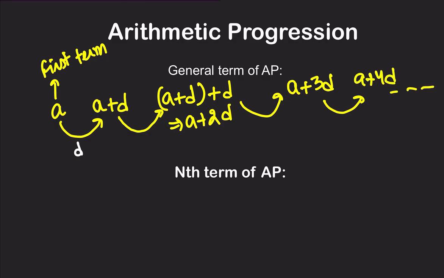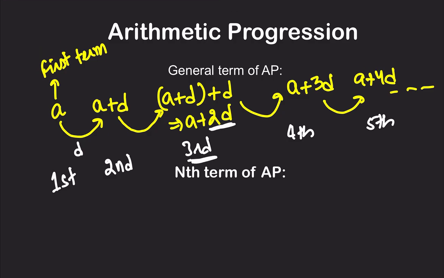So here the first term is A, the second term is A plus D, the third term is A plus 2D, the fourth term is A plus 3D, and the fifth term is A plus 4D. If you check, the number of D's is 1 less than the number of terms. So this means that if it is the third term, then 2 D's are added. If it is the fourth term, then 1 more, 3 D's are added. If it is the fifth term, then only 4 D's are added.